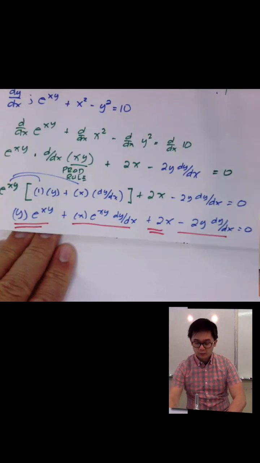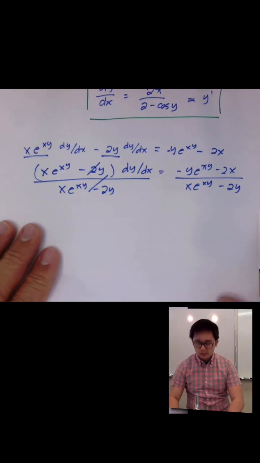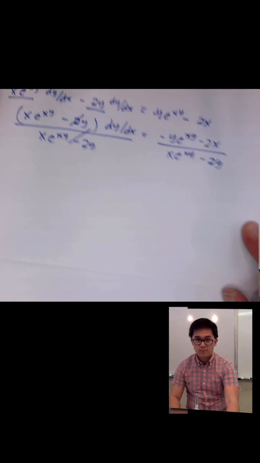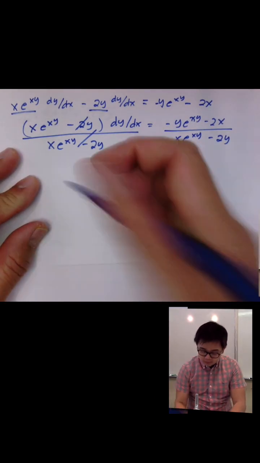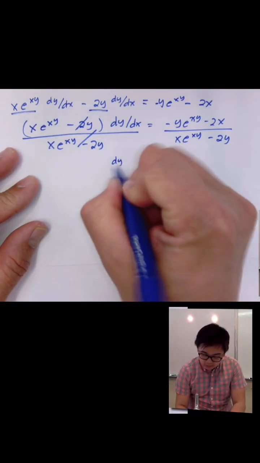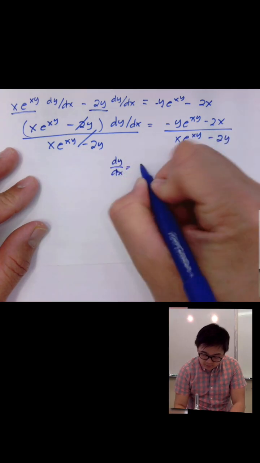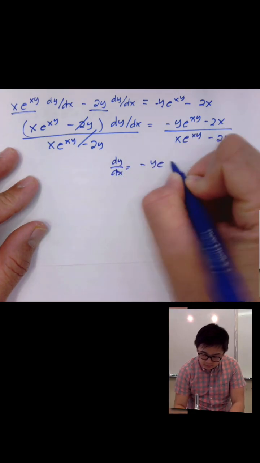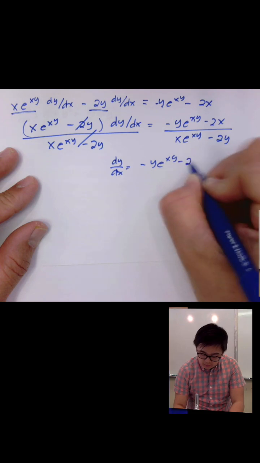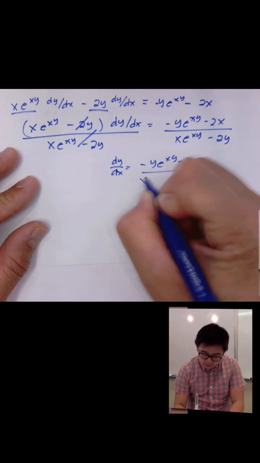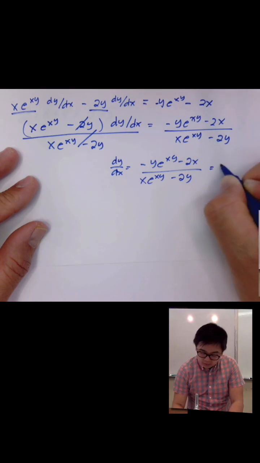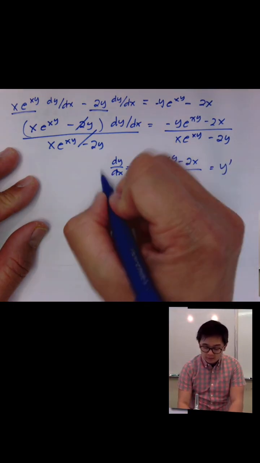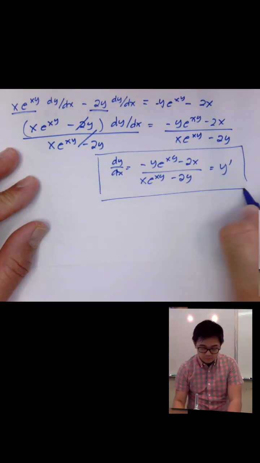So we'll end up with, let's simplify this function right here, dy dx equals negative y e to the xy minus 2x over x e to the xy minus 2y, which is also y prime in some notation.